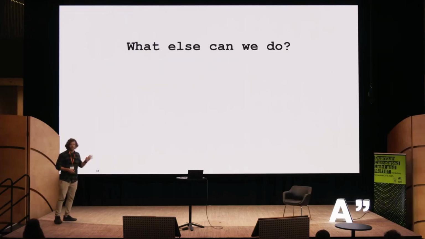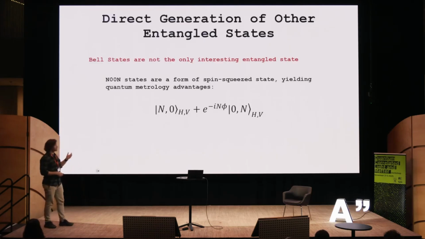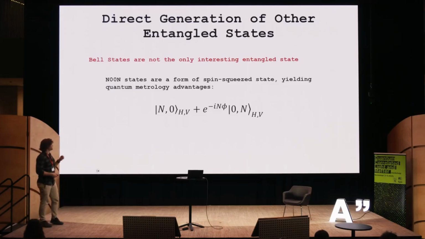So what else can we do with this system? This is a very flexible platform. One thing we started looking at was, it turns out we can also make different types of entangled states. These Bell states are probably the states that you're most familiar with. But within the field of quantum information, there are a lot of other types of interesting states. One in particular is this NOON state.